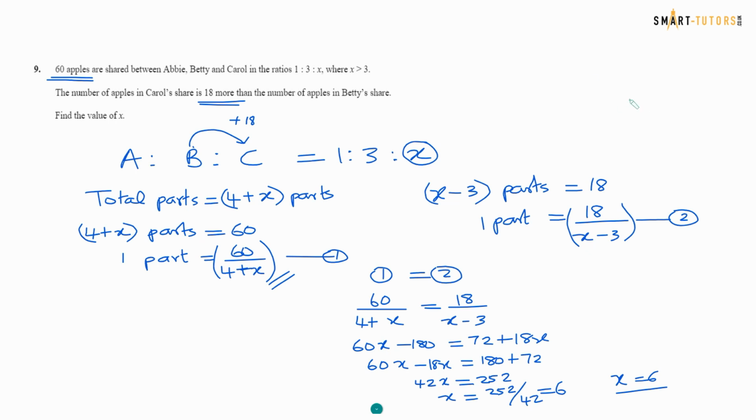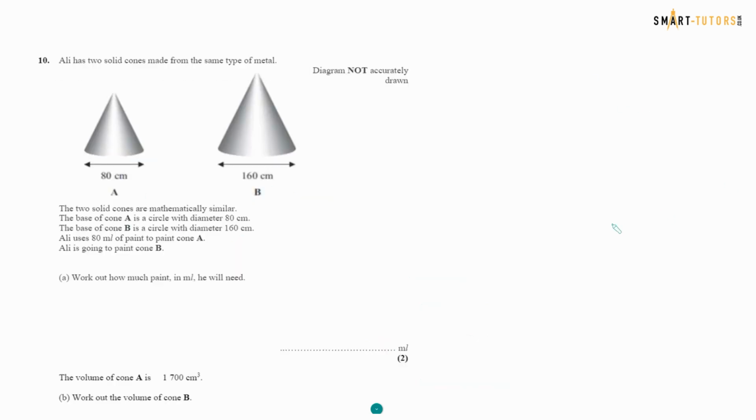And question number 10. Ali has two solid cones made from the same type of metal, and the two solid cones are mathematically similar. This is very important. It's a three-dimensional similar shapes. The base of the cone is 80 and 160. So here to here, you need to do scale factor is 2, right? So length scale factor SF equal 160 divide by 80, which is 2.